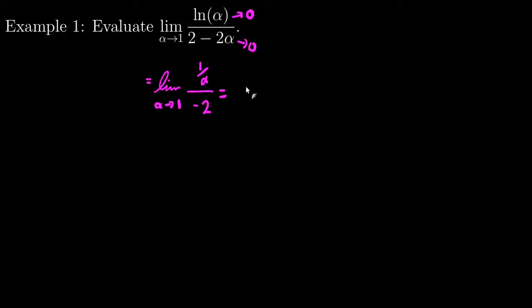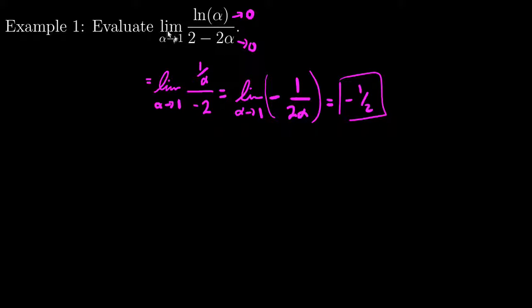So when I clean up this algebra, I see the limit as alpha approaches 1 of negative 1 over 2 alpha. When I divide, it's the same as multiplying into the denominator, or dividing by negative 2 is the same as multiplying by negative 1/2. That's how we get here. Now when I put 1 in for alpha, because this is continuous near alpha equals 1, I get negative 1/2. And that is the limit of the natural log of alpha divided by 2 minus 2 alpha as alpha approaches 1.